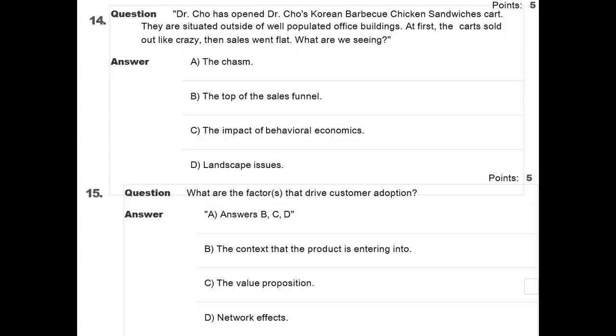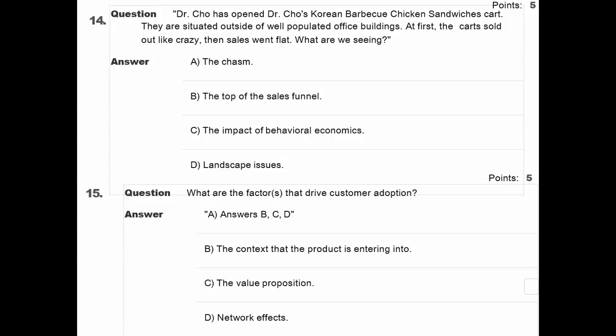But anyway, I started joking, I should start sandwich carts. Anyway, they're situated outside of well-populated office buildings. At first, the carts sold out like crazy, then sales went flat. What are we seeing? And so this is actually a lot like the other question.